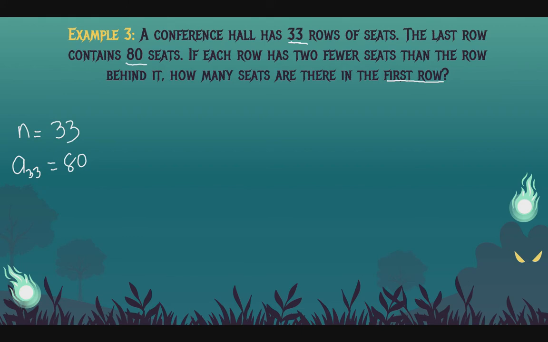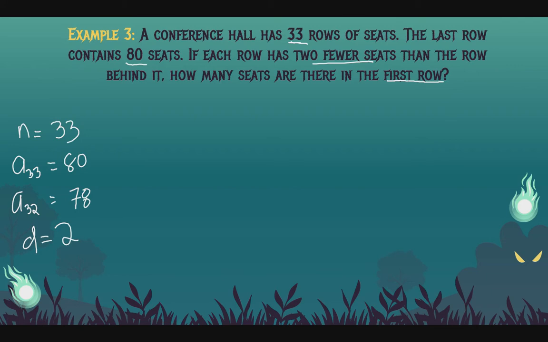Ngayon, sabi dito, if each row has 2 fewer seats than the row behind it, ibig sabihin po, kung yung bawat row ay mas mababa ng dalawa kaysa nasa likod nito, so, kung ang a sub 33 or ang last row ay 80, ano yung value ng a sub 32 or ng second to last? Mas mababa daw dapat ng dalawa. Very good, 78. Hindi natin kailangan ng a sub 32, pero kailangan natin yan para maging obvious kung ano ang ating common difference, which is 2, positive 2, kasi nadagdagan from 78 naging 80.